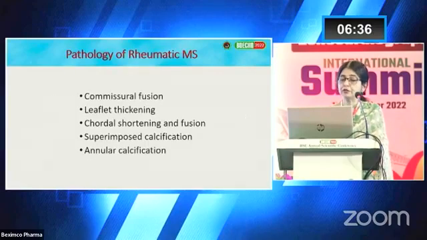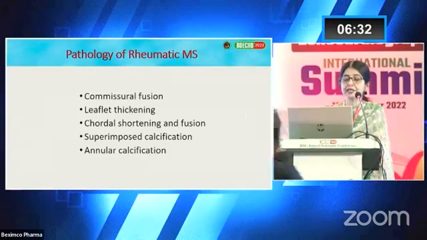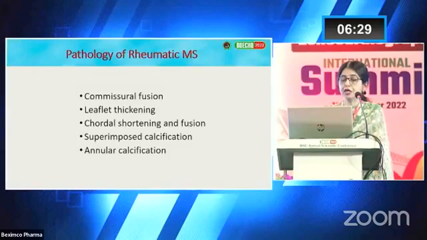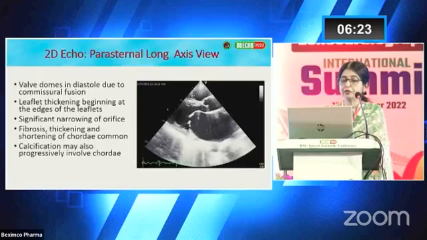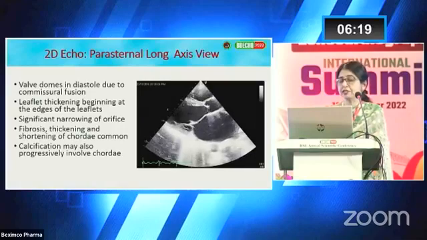So what is the pathology of rheumatic mitral stenosis? There is commissural fusion, leaflet thickening, chordal shortening and fusion. There may be superimposed calcification, and lastly, there may be annular calcification. So what we do see in parasternal long axis on 2D echo is doming of the anterior mitral leaflet, thickening of the leaflets, reduced mitral valve orifice, and subvalvular change.